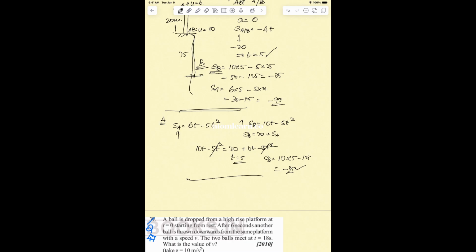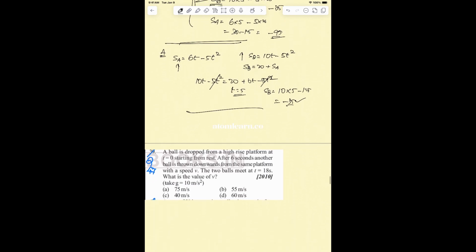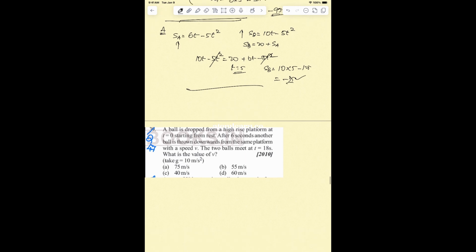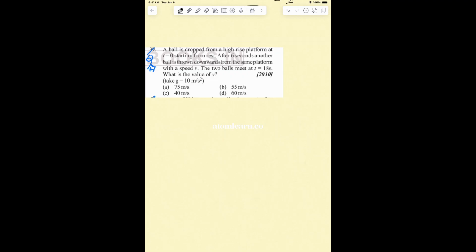Now, with this we will go to some of the past PYQs and apply this particular concept of relative velocity to acceleration and see how we can solve them. We'll apply it to the past asked questions. A ball is dropped from a high-rise platform at t equal to 0, starting from rest. So let's make a drawing. This is the ground, there is a tall building, and from the top a ball, let us call it A, is getting dropped, with u equal to 0.